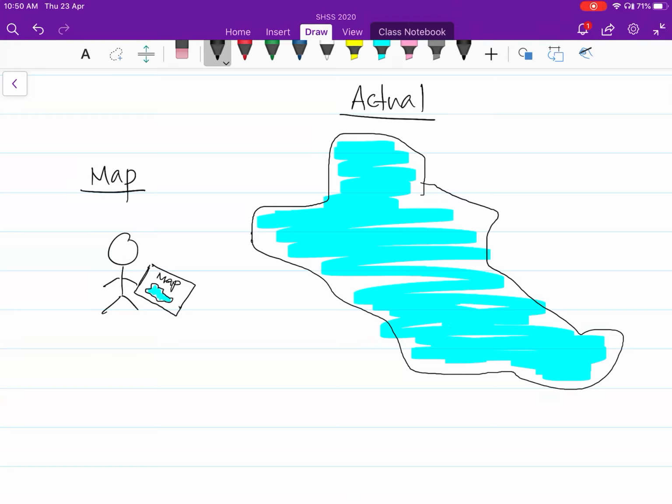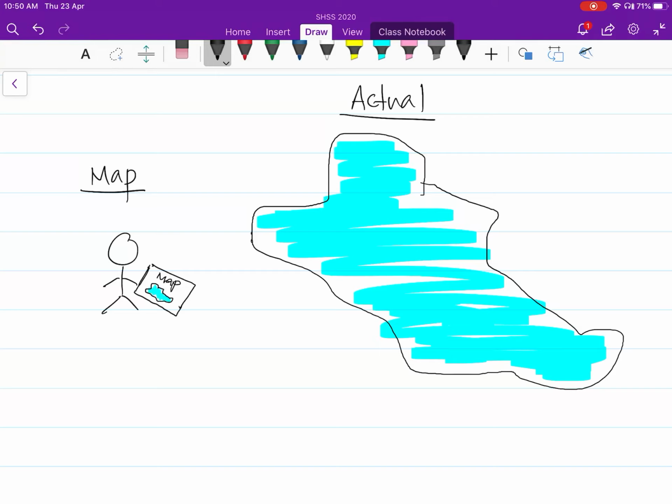Okay, let's imagine there is this guy who is holding a map of a lake. He's looking at this lake and he actually found the lake in real life. Of course, the lake in real life is much bigger than the lake on the map itself. So how much bigger? There is a scale on the map that tells us that.